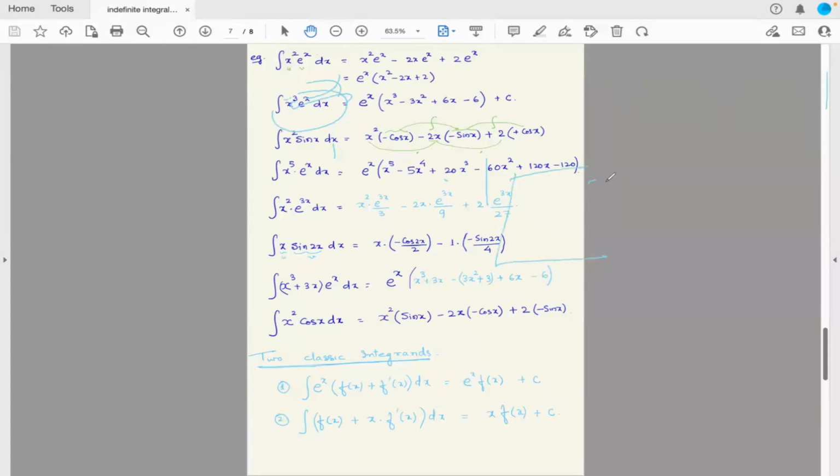Okay, so here we can understand that this is from the ILATE rule. We know that first we assign our u and v. So here we have two functions. One is an algebraic function and the other is an exponential function. So we know that we allot u to the algebraic function because it comes first in the sequence.